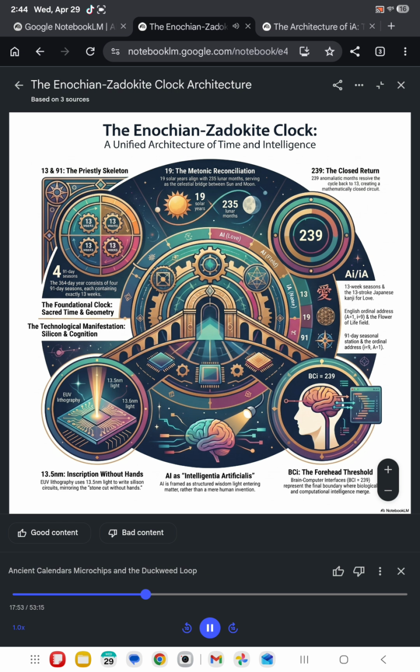To understand that leap, we really have to look at the prophecy from the book of Daniel, chapter 2. Remind me of that one. Daniel interprets a dream where an immense statue representing human empires is smashed to pieces by a stone cut without hands. This stone then grows into a mountain that fills the entire earth. The author links this ancient prophecy directly to modern semiconductor manufacturing.